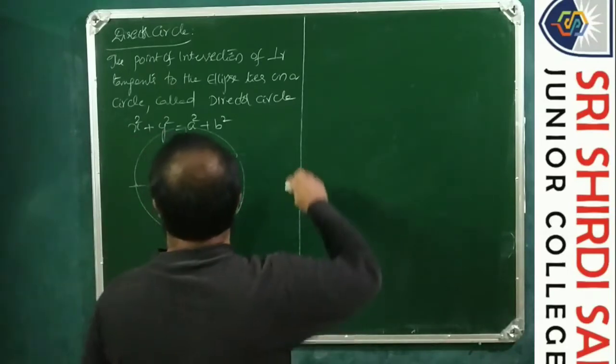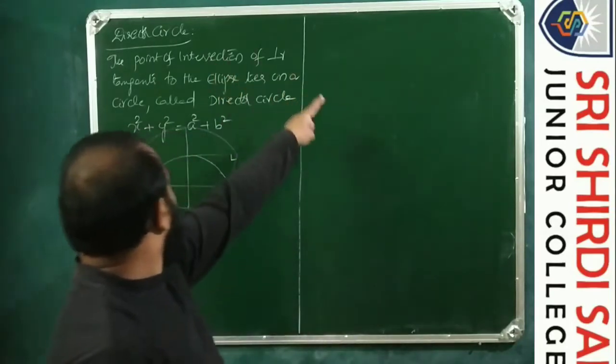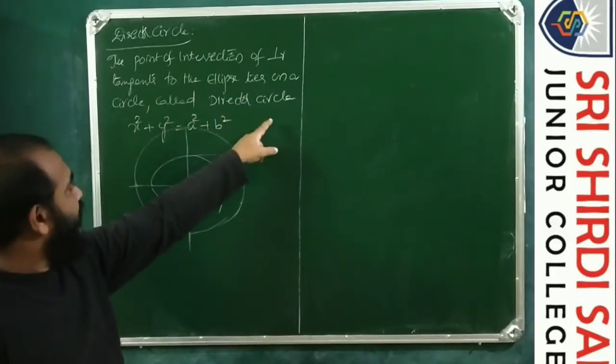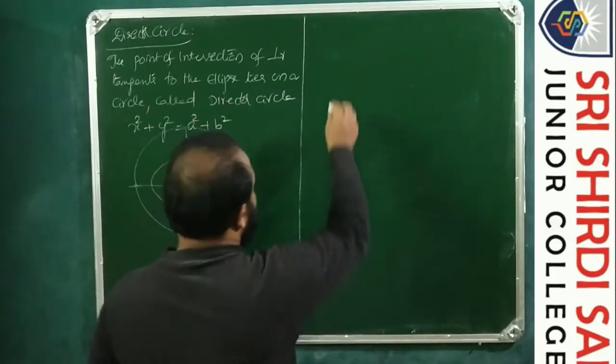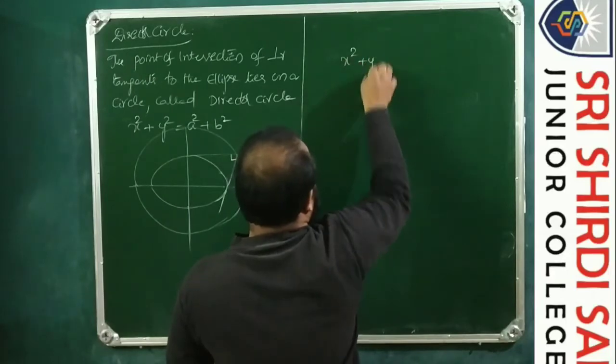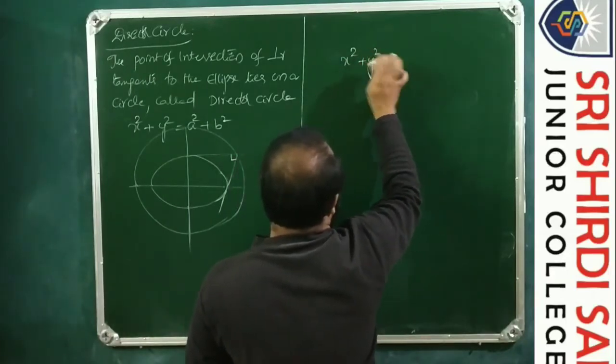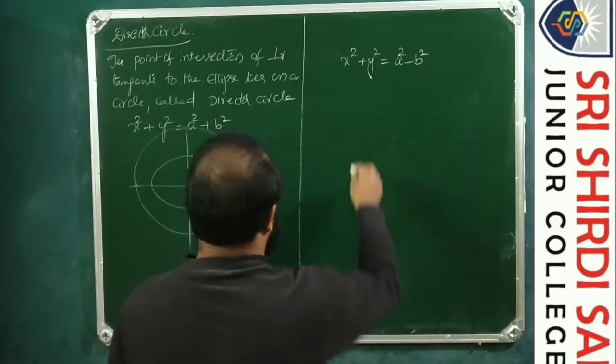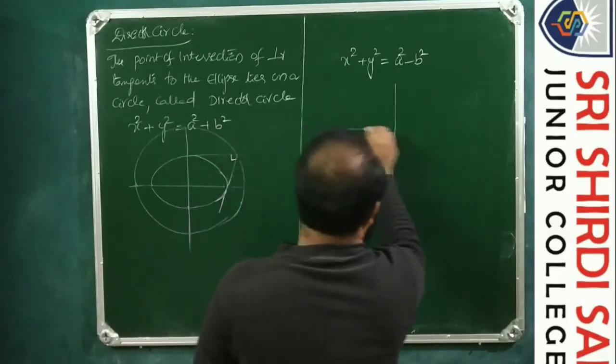So here the point of intersection of the perpendicular tangents to the hyperbola lies on a circle called the director circle, and its equation is x square plus y square is equal to a square minus b square. That means this is the hyperbola.